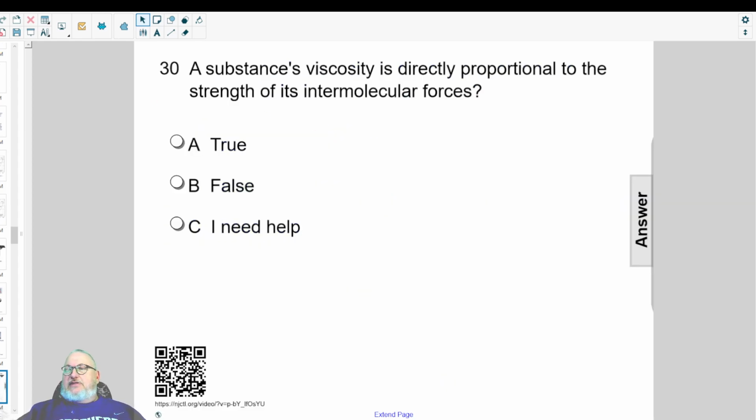So anyway, guys, that's it on viscosity. We talked about vapor pressure and some other things that the intermolecular forces affect. And we'll come back and we'll talk some more about some things with IMFs.